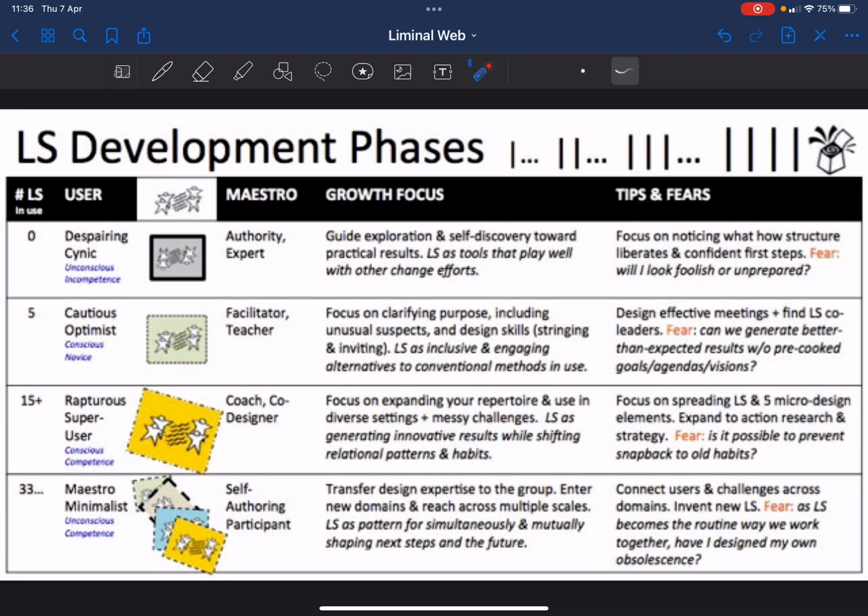And in order to make progress there, typically, someone like me would guide the exploration and help enable your own self-discovery towards using these tools. And they would be very much tools, right? That you may notice change, play well with others, right?